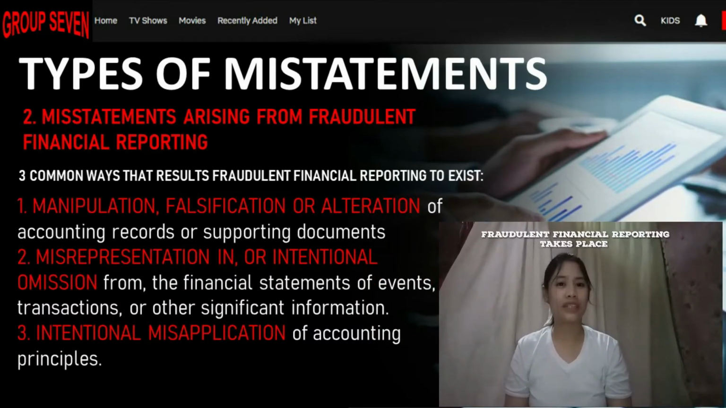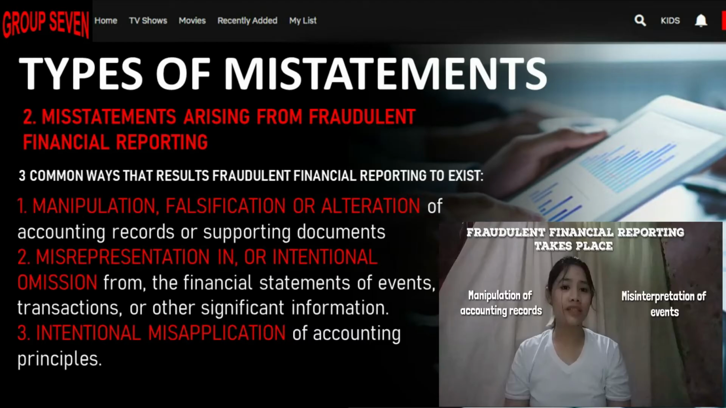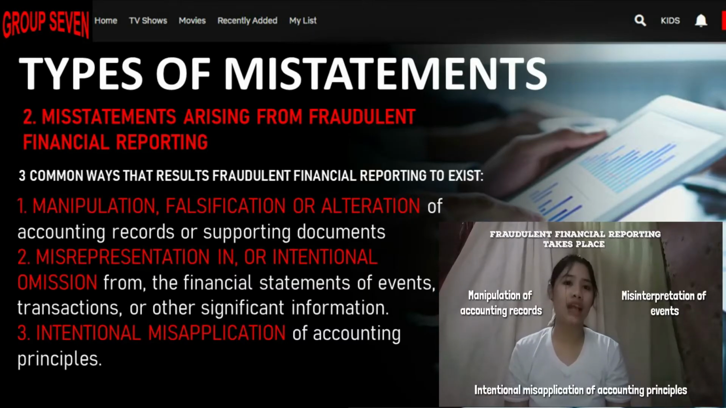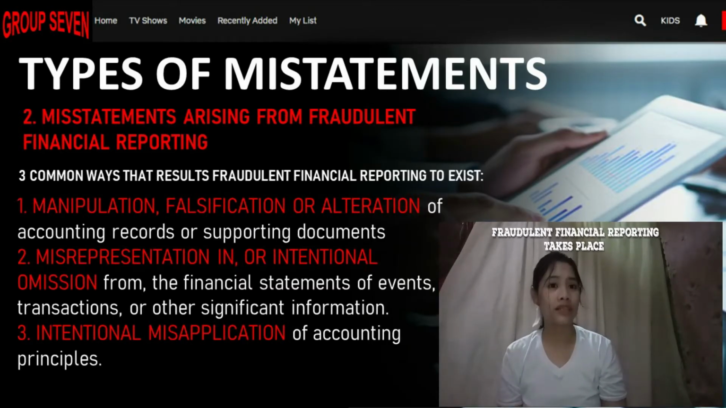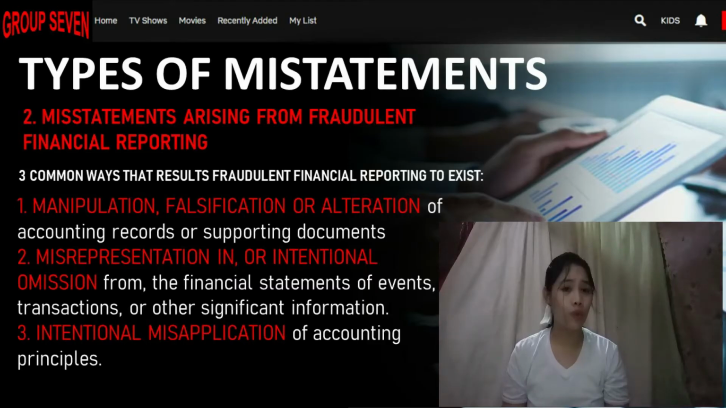Fraudulent financial reporting takes place through, first, manipulation, falsification, or alteration of accounting records or supporting documents. Next, misrepresentation or omission of events, transactions, or other significant information. Lastly, intentional misapplication of accounting principles. For example, an accountant applied cash basis instead of accrual in recording transactions, even though he or she knows that accrual is the basis that their company follows.